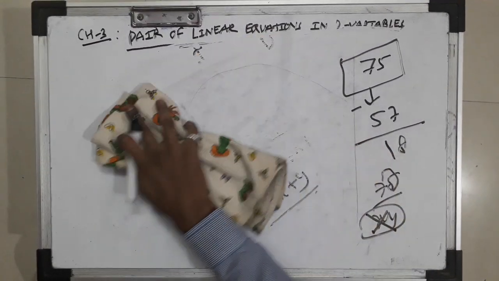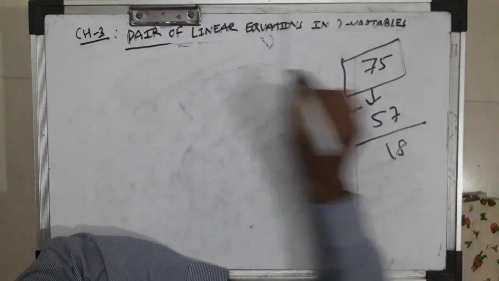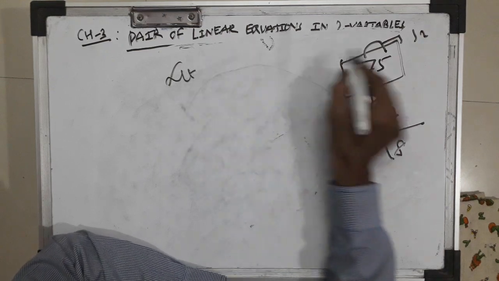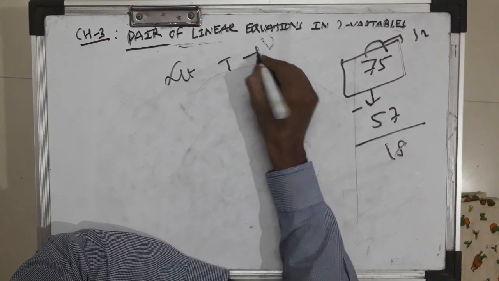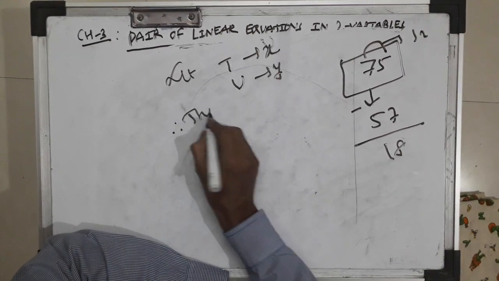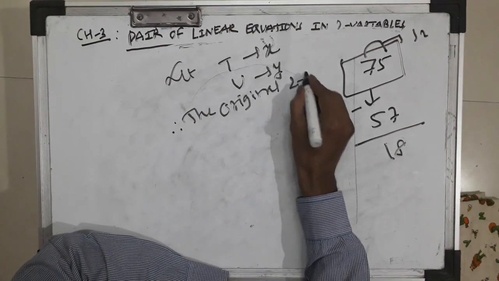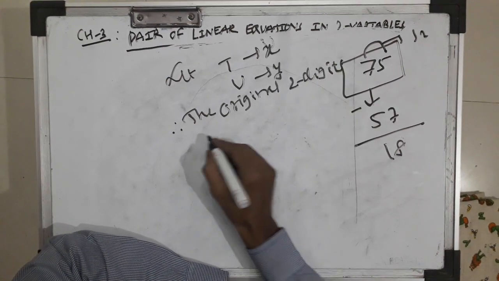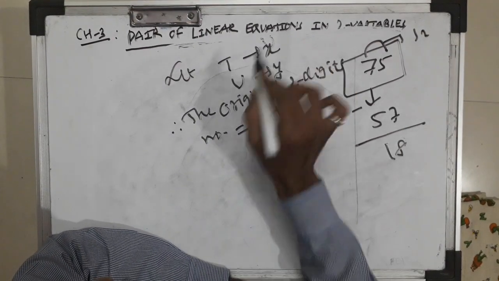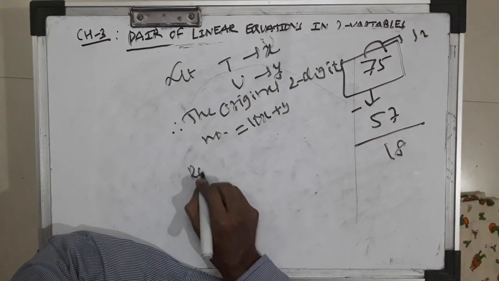Now we'll see this question completely. The question is like this: the sum of the digits is 12. First we are going to suppose the digit at tens place is x and the digit at units place is y. Therefore the original 2-digit number is equal to 10x plus y. If we suppose the tens place digit as y and units place as x, then it will be 10y plus x. Okay.